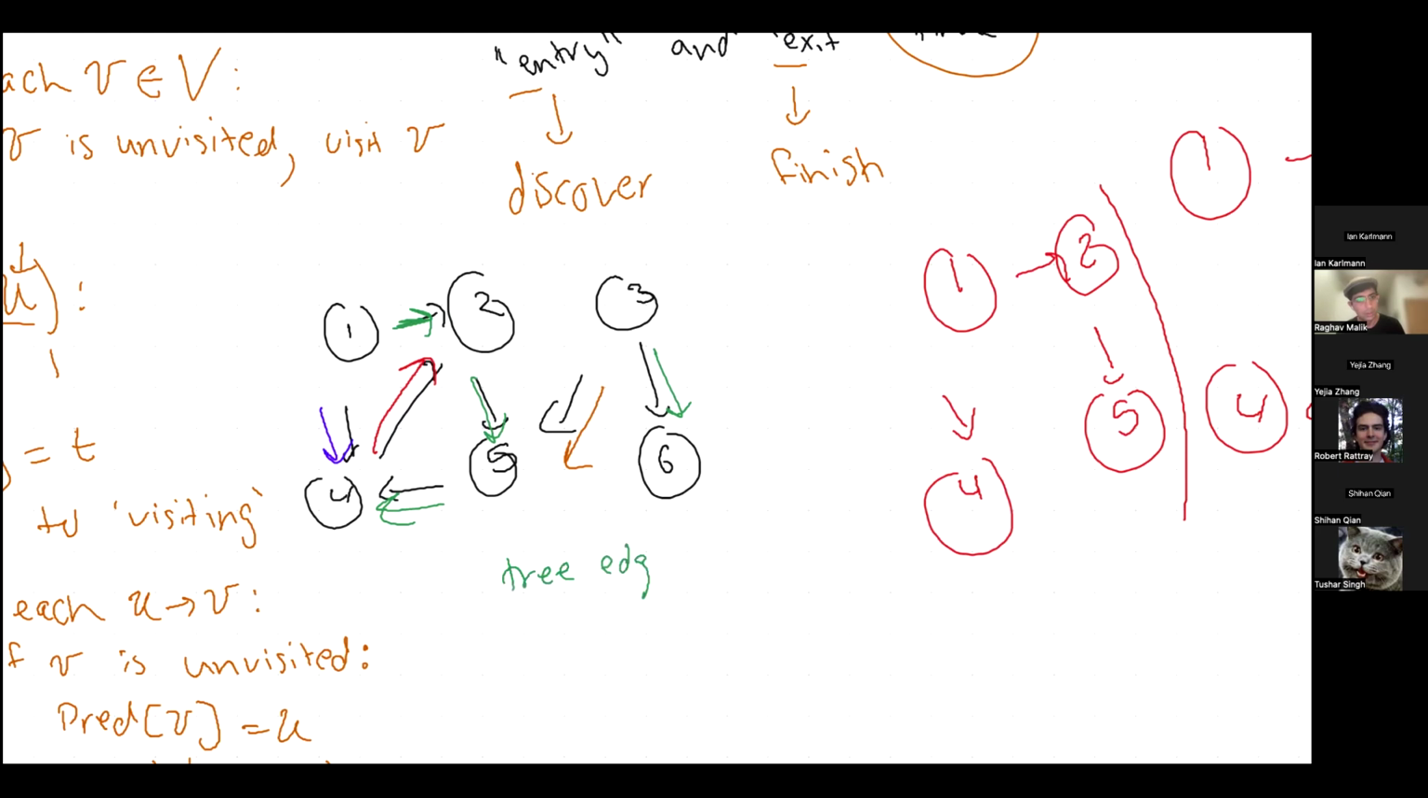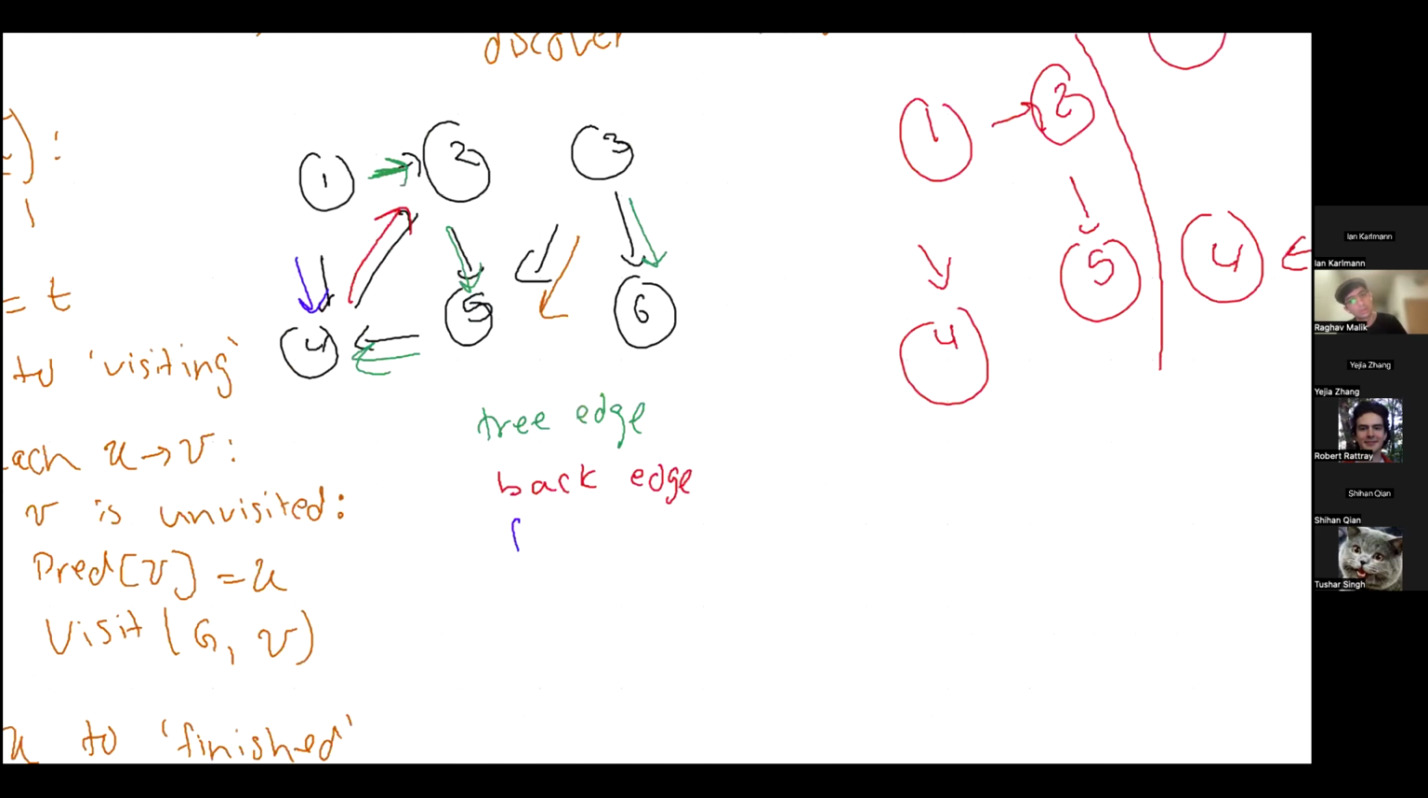So tree edge, back edge, forward edge, and then cross edge.